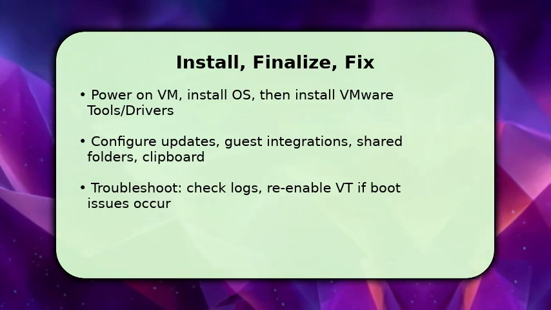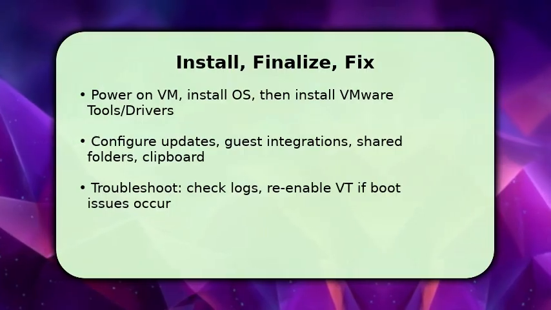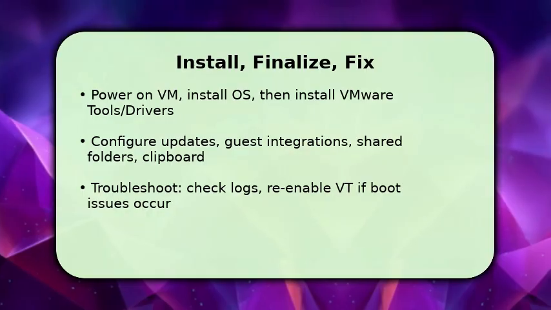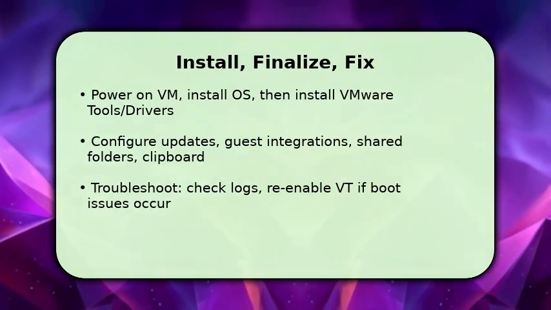If something goes wrong, check the VMware logs and guest log files, verify VT-x/AMD-V remains enabled, and adjust memory or disk type. Often remounting the ISO or toggling firmware mode fixes boot errors.